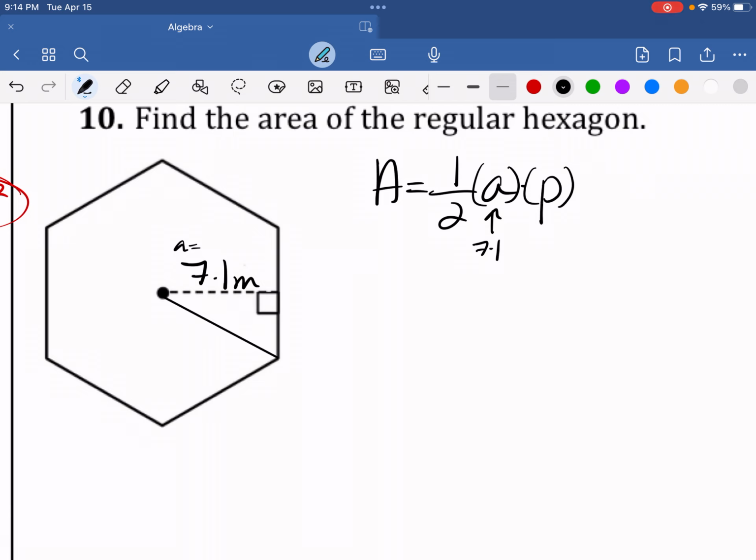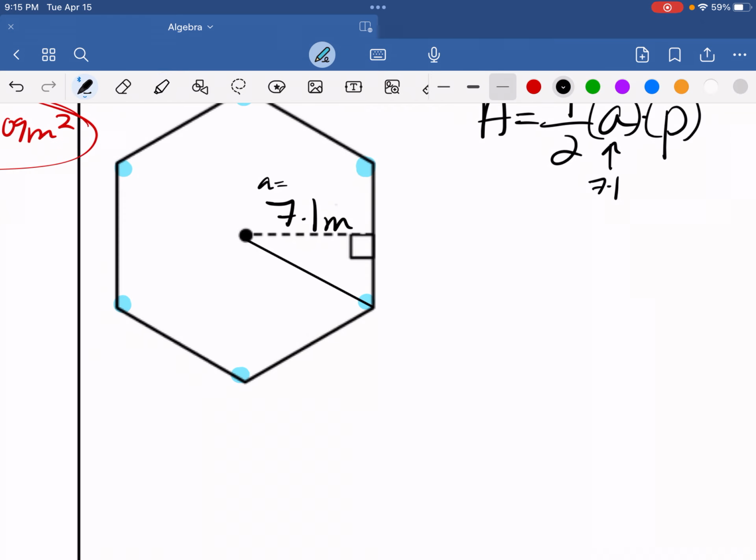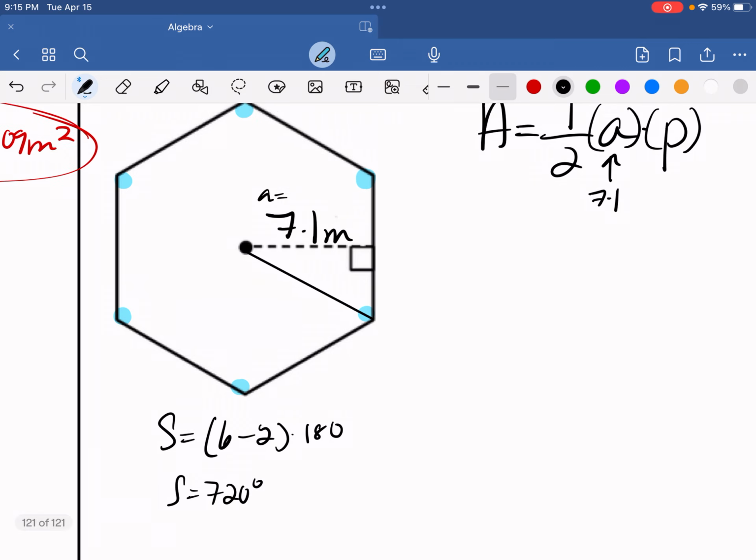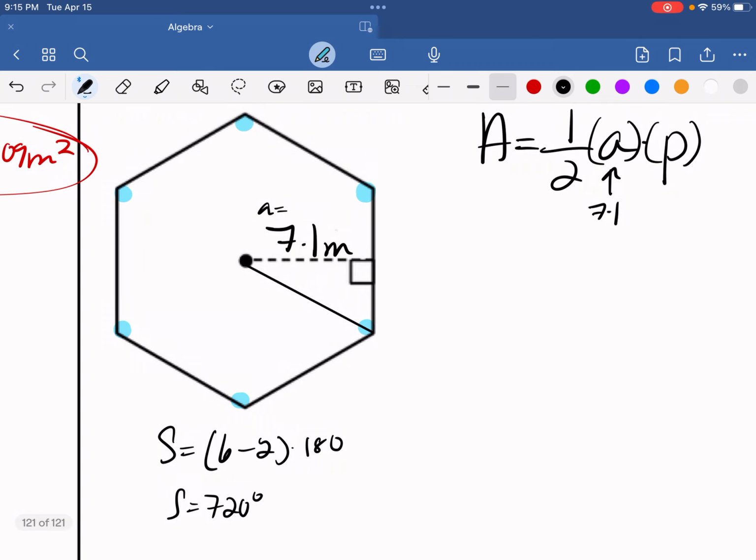Okay, we need to know how many degrees there are in the shape. There's 1 angle, 2, 3, 4, 5, 6. There are 6 interior angles. So for that, we need the formula n minus 2 times 180. How many angles do we have? 6. So 6 minus 2 is 4. 4 times 180 is 720. This shape has 720 degrees. It means those blue angles add up to 720.